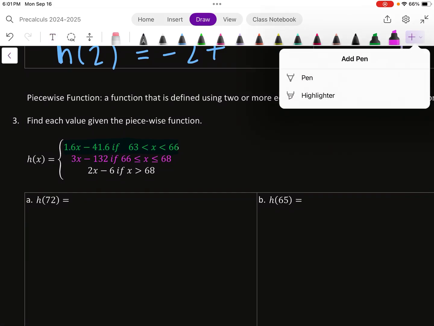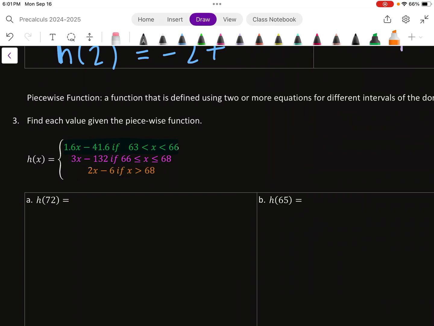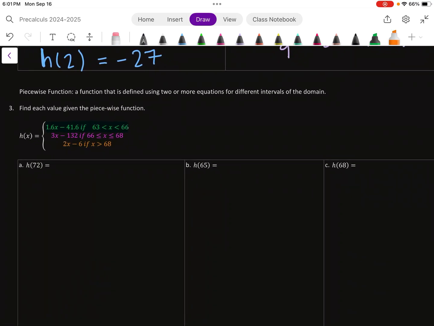Okay, and then lastly, we'll just change this up. This one goes with this. So we're going to evaluate these separately and go to the piece of the function where it's satisfied in the domain. So this is our x value of 72. Where does 72 fit into these pieces? It fits into this guy right here. 72 is greater than 68, so I'm going to plug it into that orange one. Maybe I'll use an orange, that's not really orange. So 2 times 72 minus 6 is 138. So h of 72 is 138.